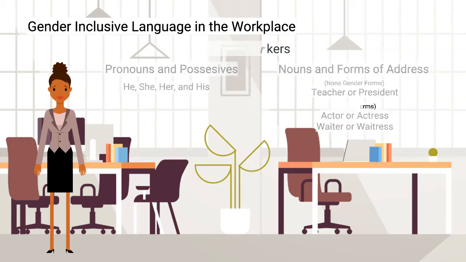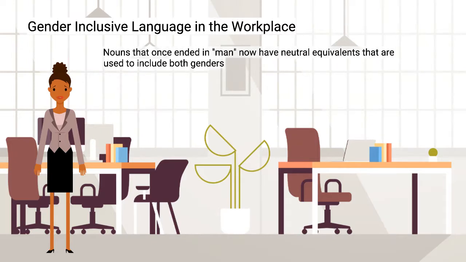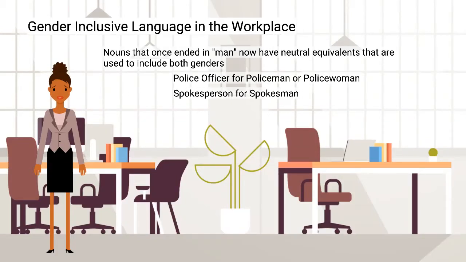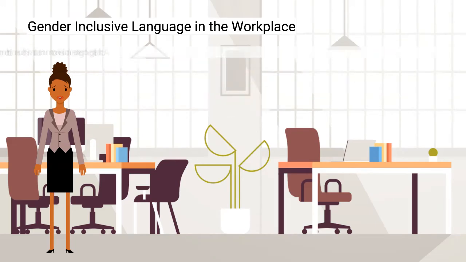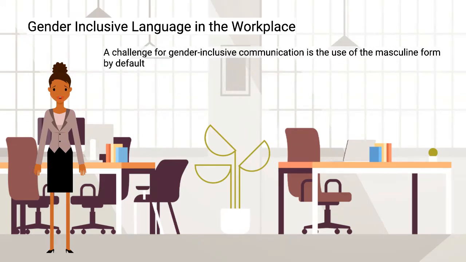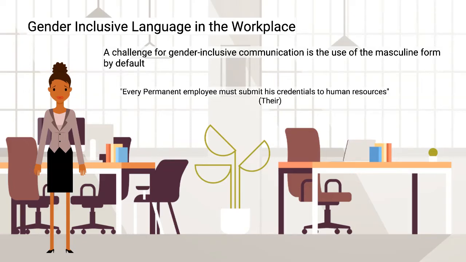Some nouns that once ended in man, now have neutral equivalents that are used to include both genders, like police officer for policeman or policewoman, spokesperson for spokesman, chair or chairperson for chairman. A challenge for gender-inclusive communication is the use of the masculine form by default. For example, every permanent employee must submit his credentials to human resources.